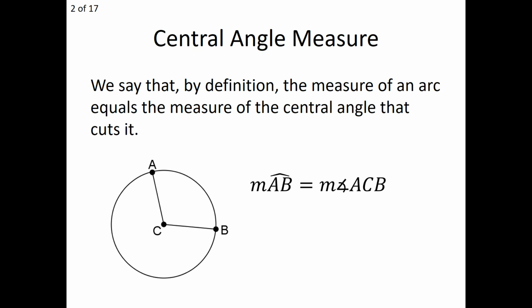So the central angle measure, remember that by definition, when we're given a central angle, that angle has a measure. And we're also saying that the measure of the arc that it cuts has that same measure. So the measure of arc AB is equal to the measure of that central angle, angle ACB.